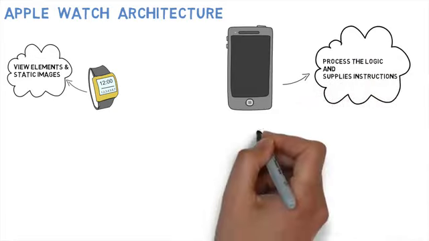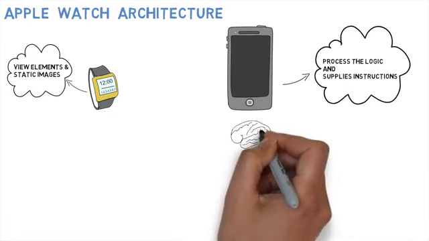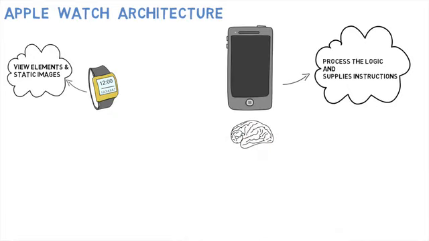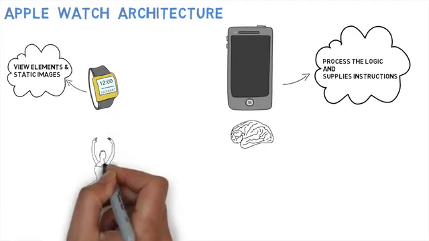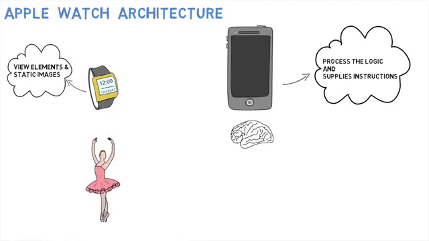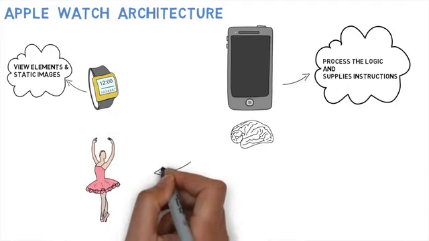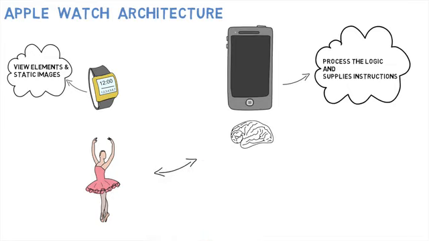Interestingly, this architecture can be imagined similar to the brain-body relation. In simple cases like dancing, the brain continuously gives sequential instructions on how to move the body parts, which is equivalent to changing the display of the Apple Watch screen. In more complex scenarios, the brain gets inputs from the body, it processes those inputs, executes some logic, and gives instructions back to each part on how to move or take action.